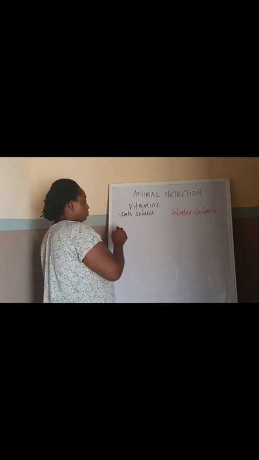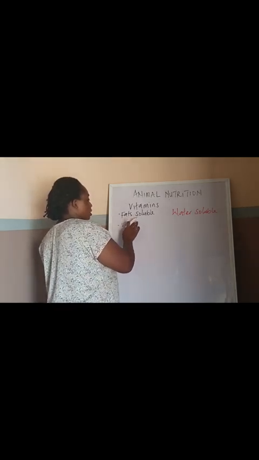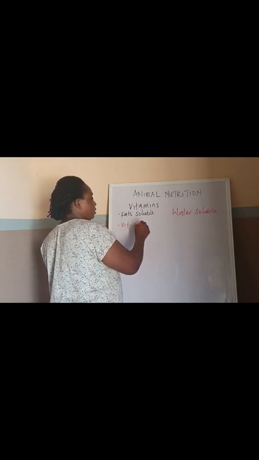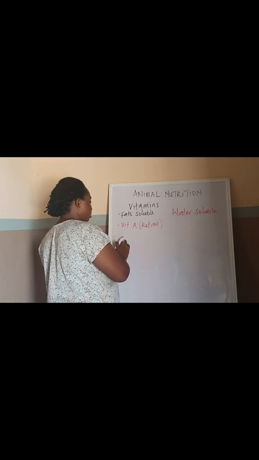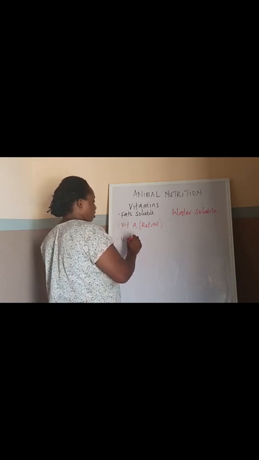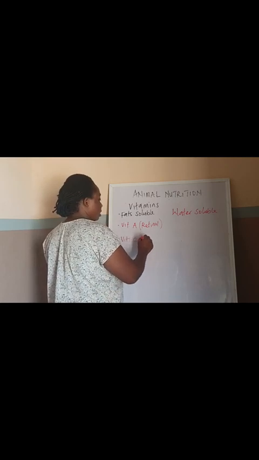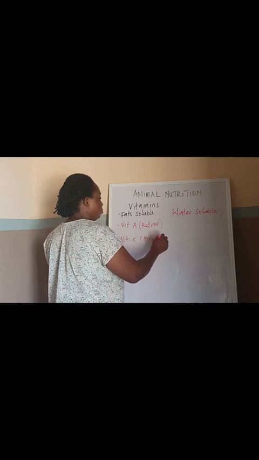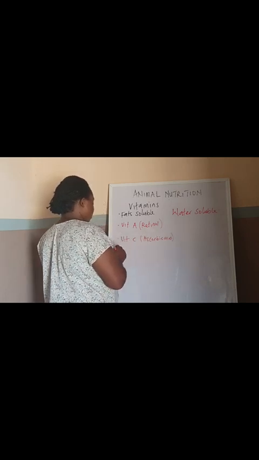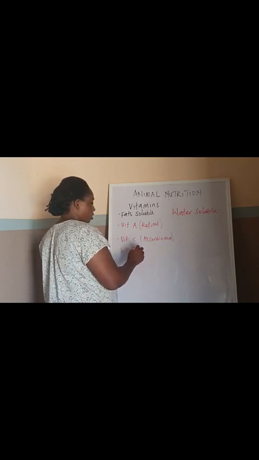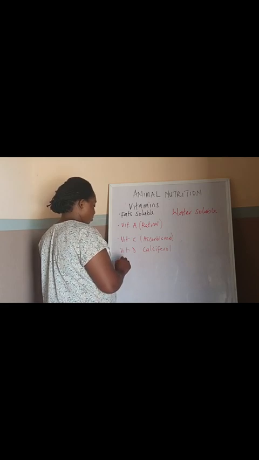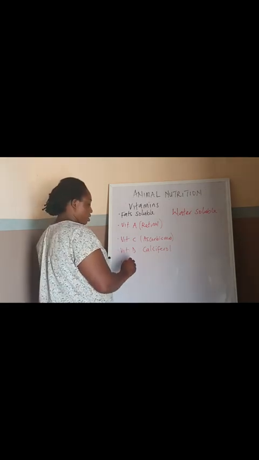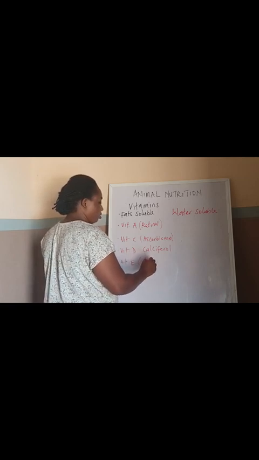Example, we have Vitamin A. Vitamin A is otherwise known as retinol. So we have vitamin C. Vitamin C is also known as ascorbic acid. We have vitamin D. Vitamin D is known as calciferol. So we have vitamin E, which is also known as ergosterol.